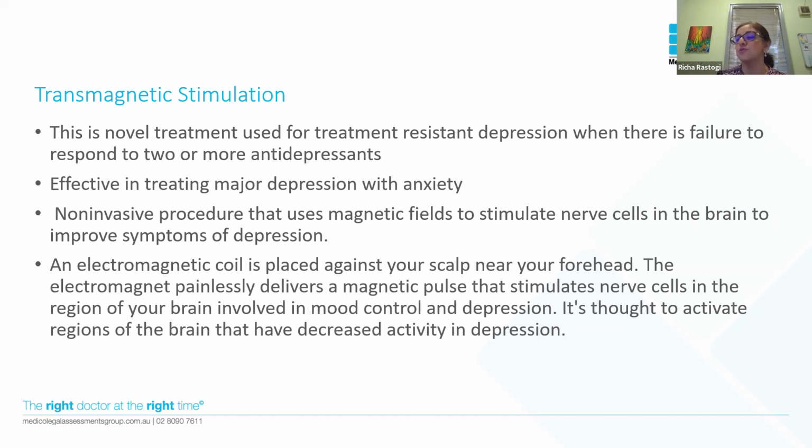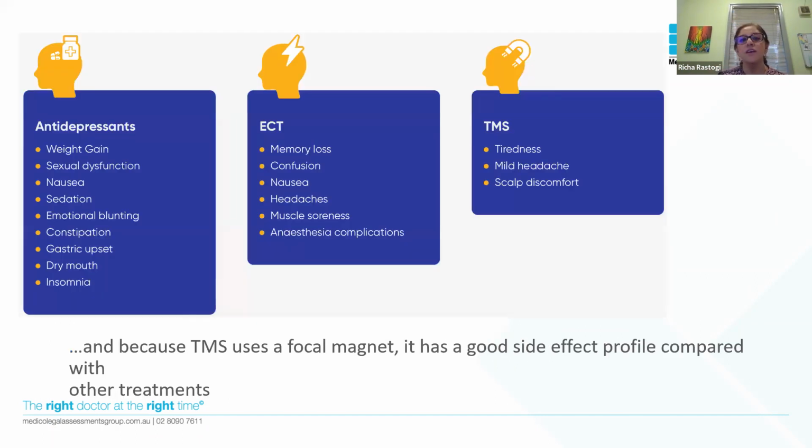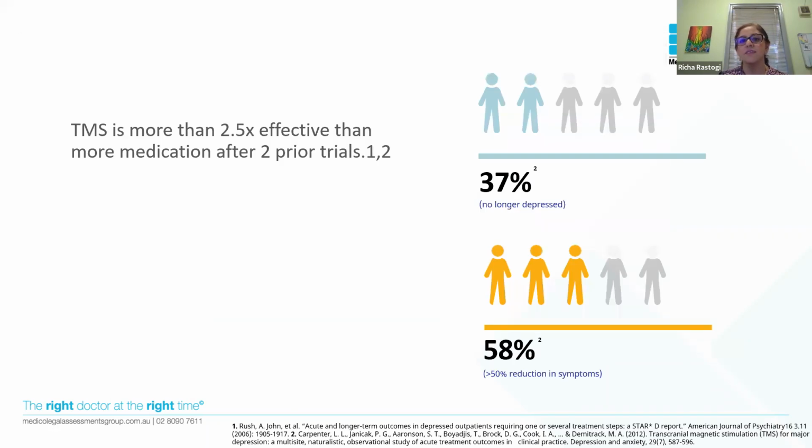So I'll just go through the next slide. This is just what we're talking about, TMS and how it's helping, what the side effects are with antidepressants, with ECT and the TMS, and you can see that it has a very good side effect profile. And I thought I'd just run on to the next slide. So then you can see that it's got a 37% rate of recovery. So that's pretty good compared to 50% reduction in symptoms.